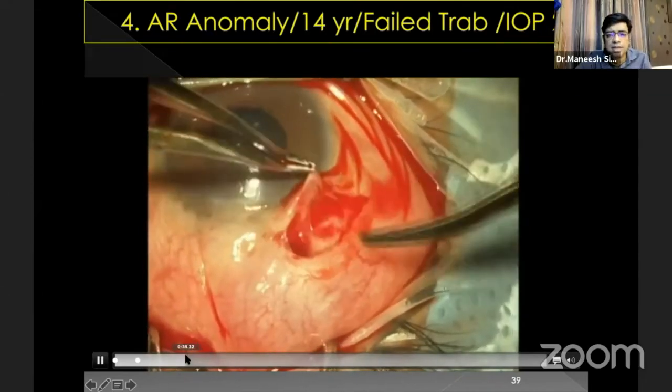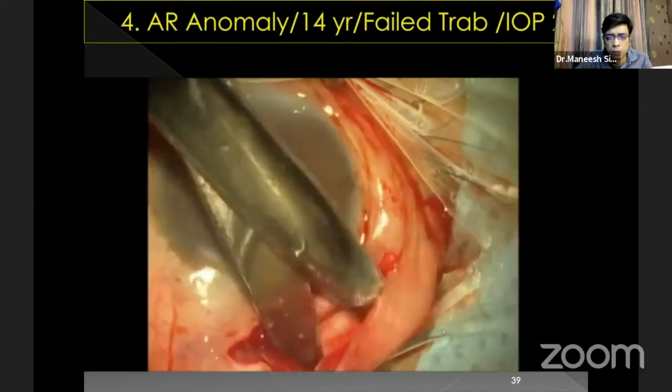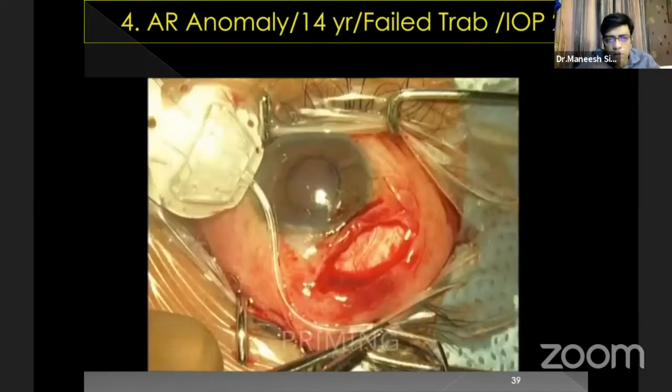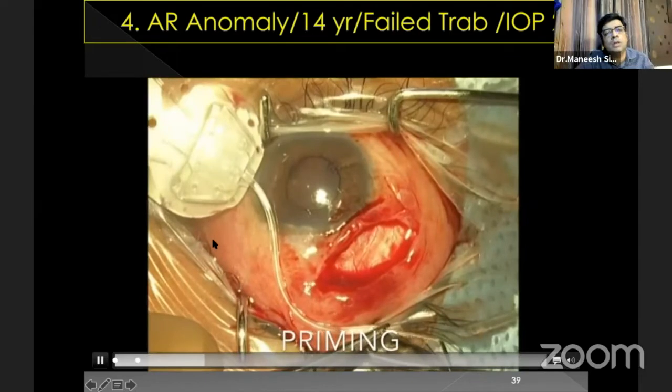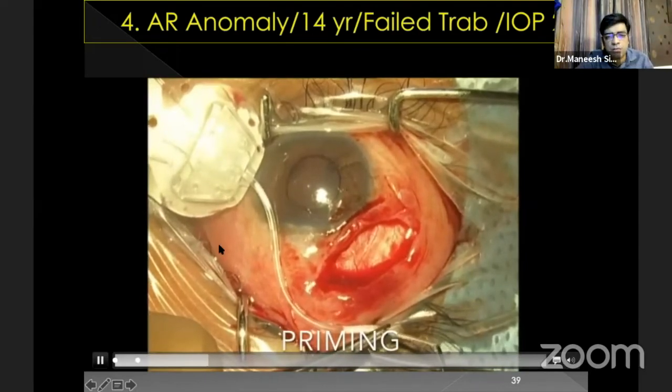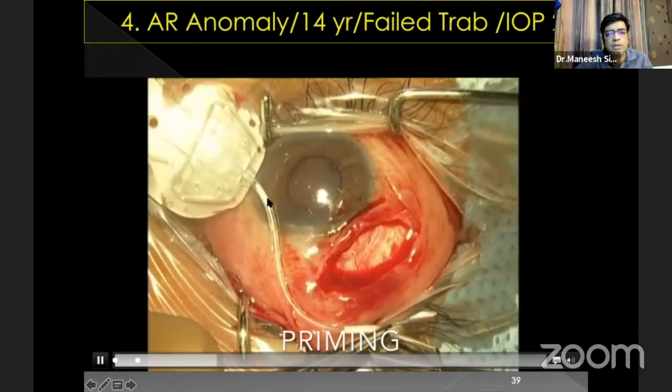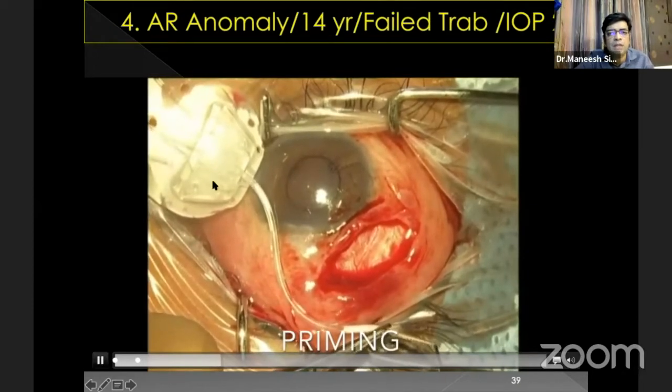Once you've done the dissection anteriorly, you need to dissect posteriorly, to create the space for putting the plate of the implant. We are now priming the Ahmed glaucoma valve. Once you inject the fluid, you can see the fluid coming out from the back portion, which indicates that the tube is patent and the valves are functional.